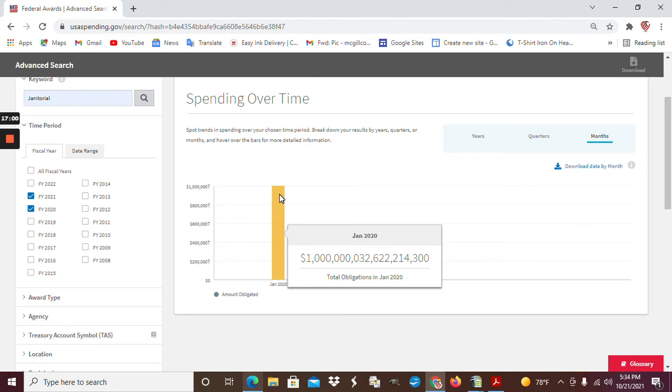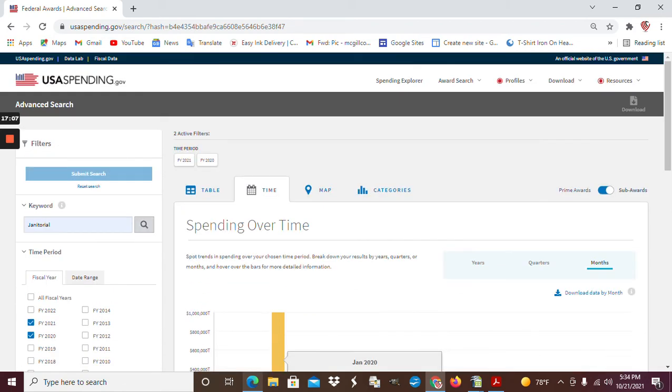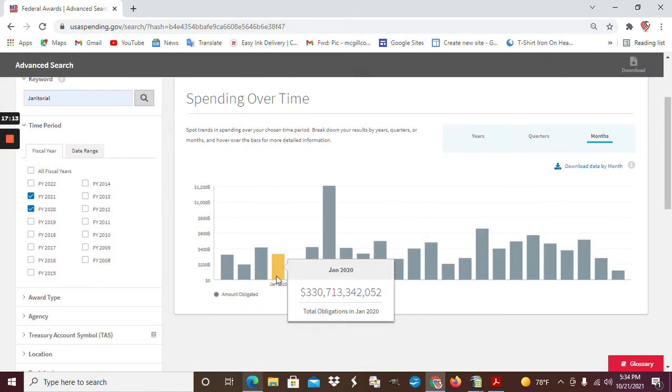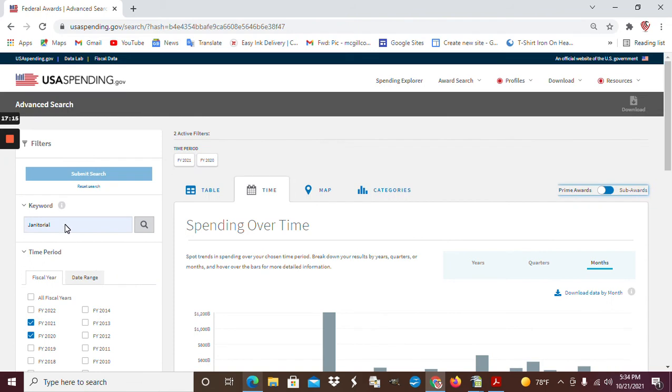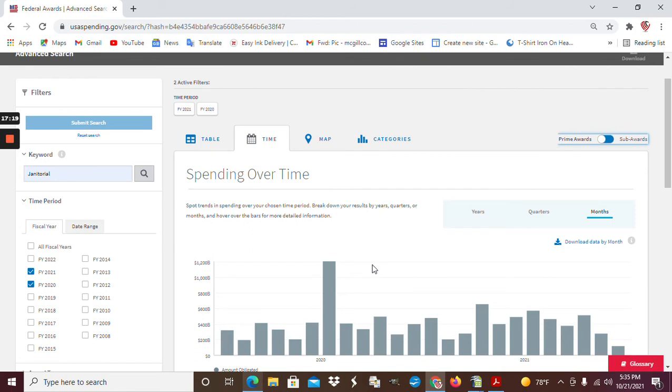Well, as you see, it's a lot of money that actually went out and served awards. So like I say, it's a lot of money out here to be made. And like I say, we're in just one NAICS category, which is janitorial. We ain't even begun to look into construction or nothing like that.